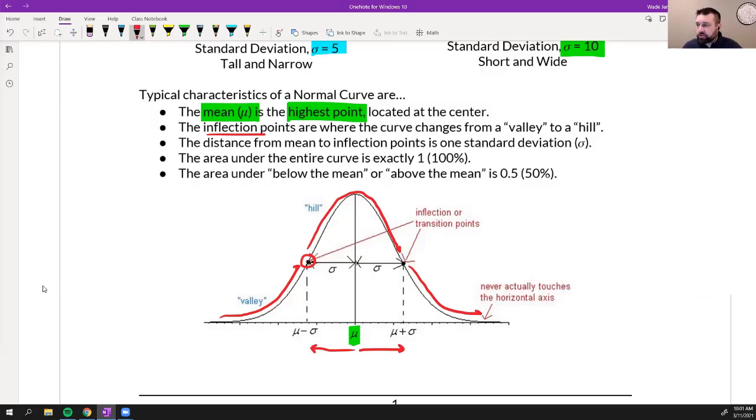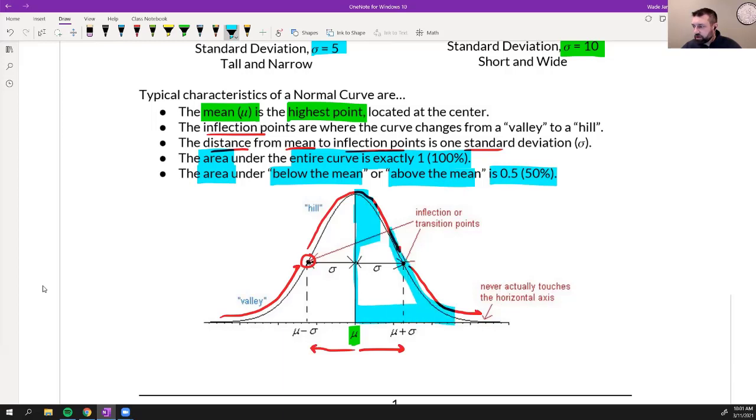A couple things that we've already talked about. The distance from the mean to the inflection point is one standard deviation. The area under the entire curve is exactly one, and the area below the mean or above the mean is 0.5 or 50%. And so once again, this area, if we use the mean as a line of symmetry, this area equals 0.50. 50% of the area is above the mean, 50% of the area is below the mean.